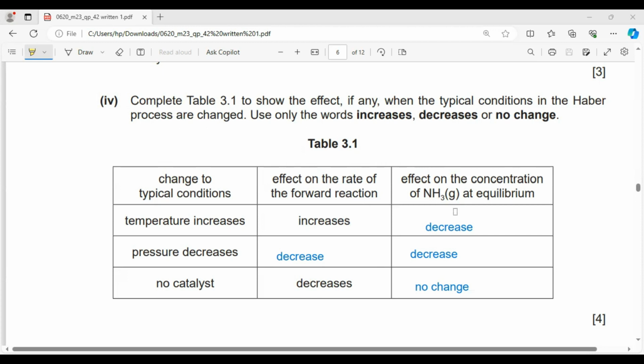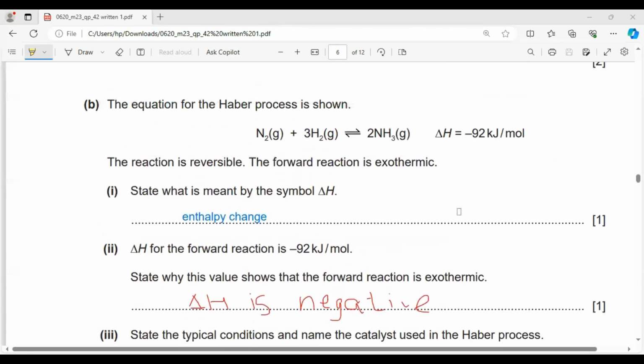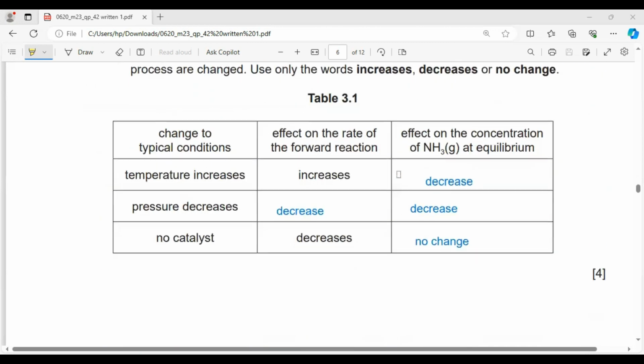In this second column, they have asked about the effect on concentration in terms of equilibrium. So N2 plus 3H2 gives 2NH3. The forward reaction here is exothermic, because of which if we increase the temperature, it will favor the endothermic reaction, the backward reaction. That is why the yield of ammonia will decrease. So we will write here decreases.